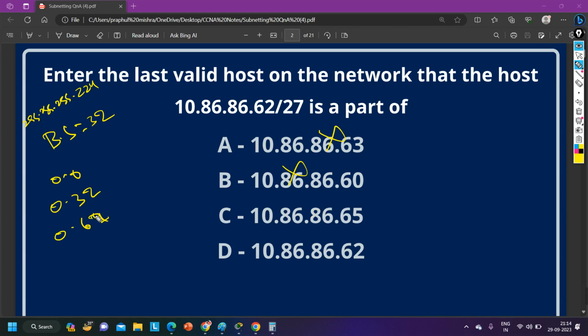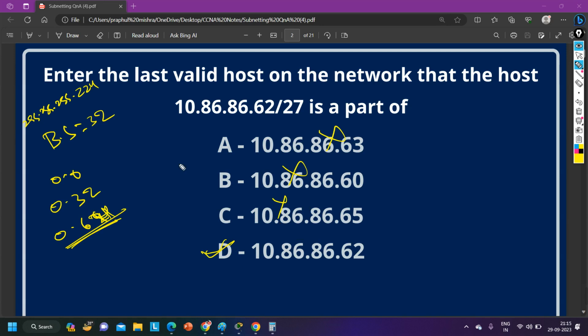62 here. 64, no? This one is correct. Which one is the right answer of this question? A, I think. Enter the last valid IP address. 63 will be the broadcast ID of the third network. Then, sorry, 62, second network. Yeah, D. 62 is the right answer.